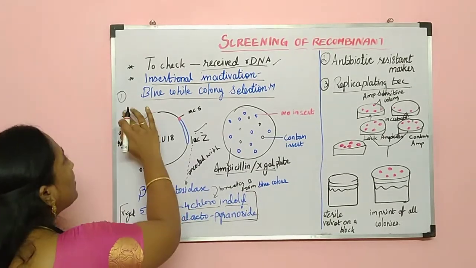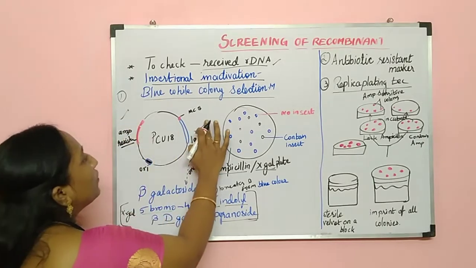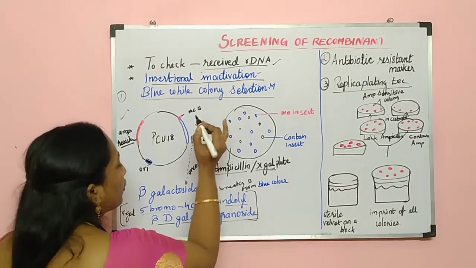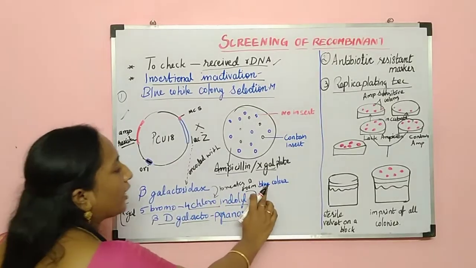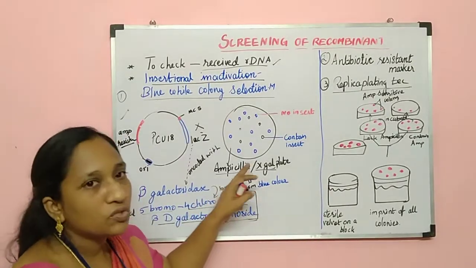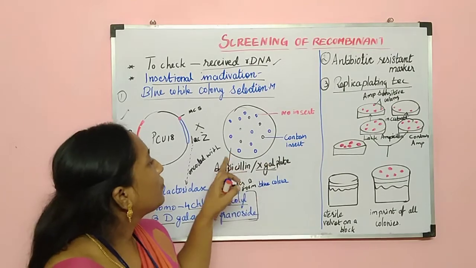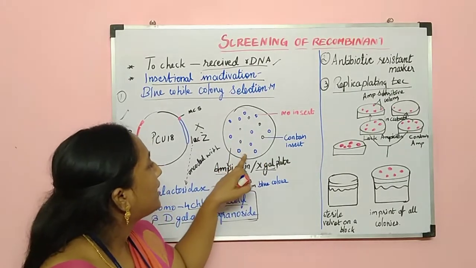Okay. So if the ampicillin is present, this lac gene will be inactive, so it can't break the X-gal, so it cannot produce the blue color. So understood, children? This is the reason. Now the culture is grown inside the ampicillin.